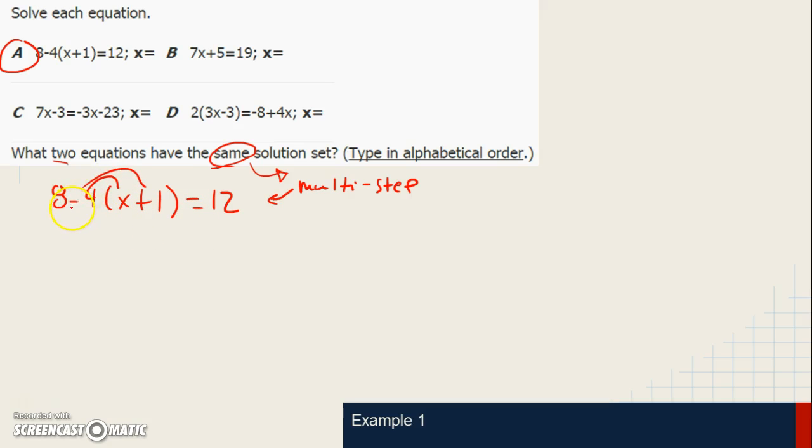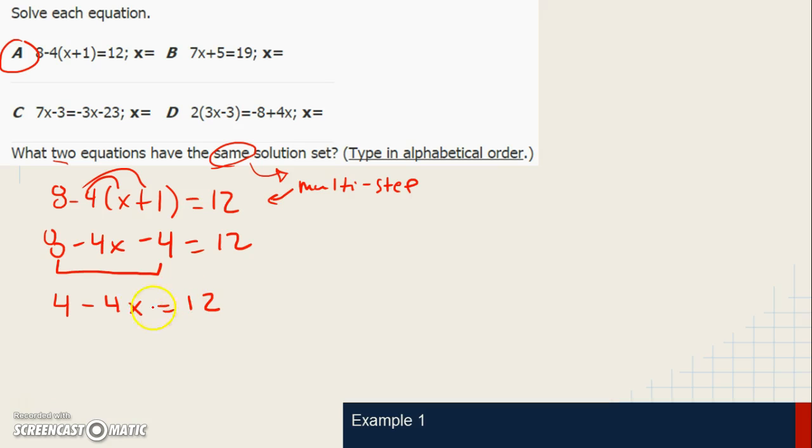So we're going to multiply the negative 4 to x and to 1, and we get 8. Negative 4 times x is minus 4x. Negative 4 times 1 is minus 4, or negative 4, equals 12. So again, before we start solving for x, we can simplify by combining our like terms. We have an 8 and a negative 4. Those combine to a 4. So we've got 4 minus 4x equals 12.